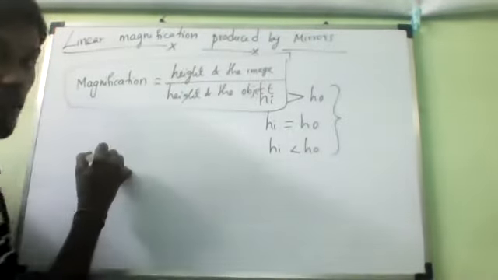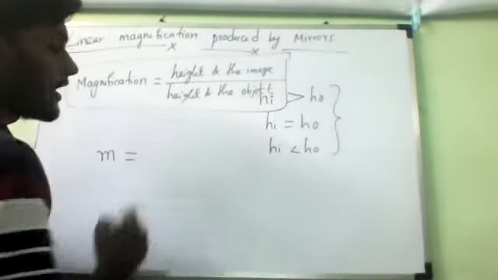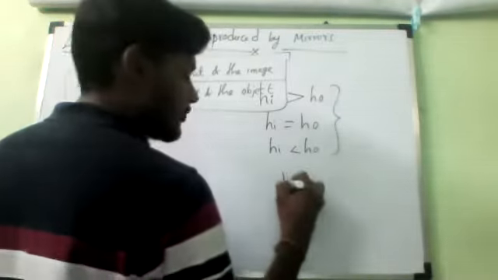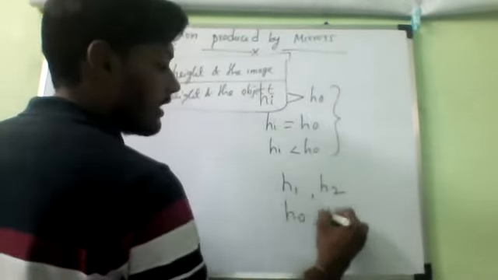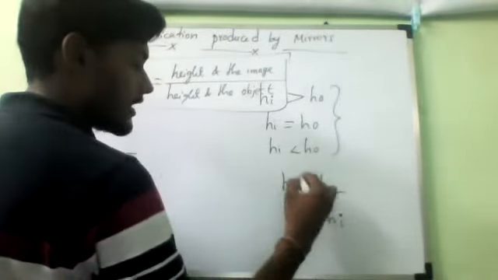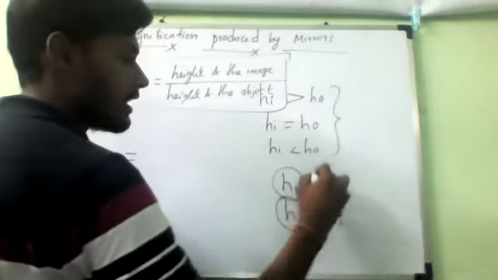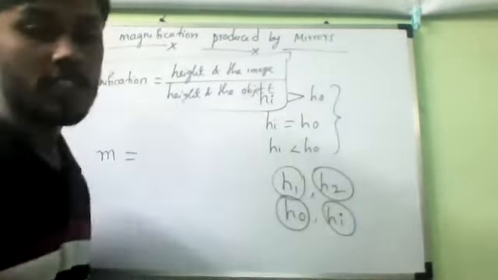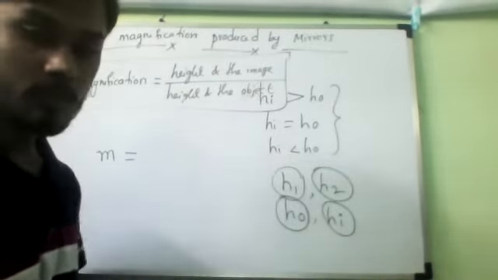Understand? Magnification we should always represent with a small m. And remember, height of the image, your choice, I am not forcing you. You can take H1 and H2, or else HO and HI. H1 means height of the object, or HO means height of the object. H2 means height of the image, and HI means height of the image. Which is convenient for you? Your choice.